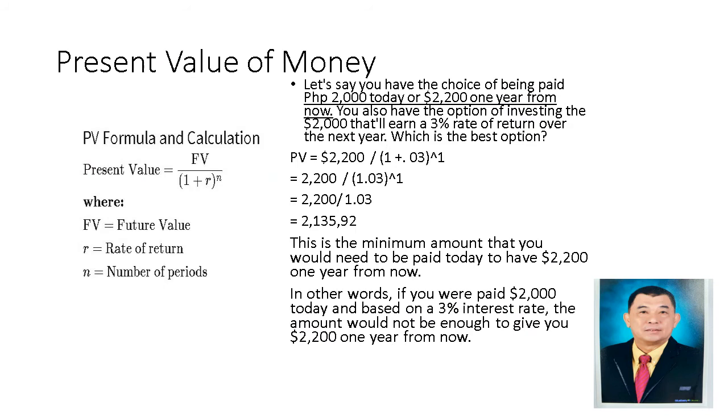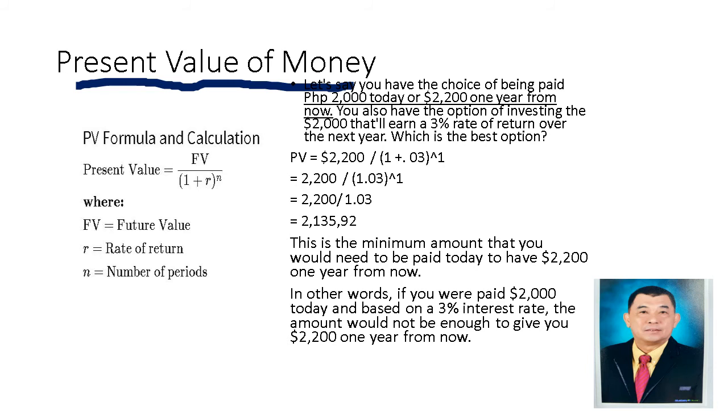All right, so the present value of money, what is this present value of money? The present value of money is your current starting amount. It is the money you have in your hand at the present time, your initial investment for your future. So what is the formula? Present value is equal to future value divided by 1 plus the rate of return raised to the number of periods.